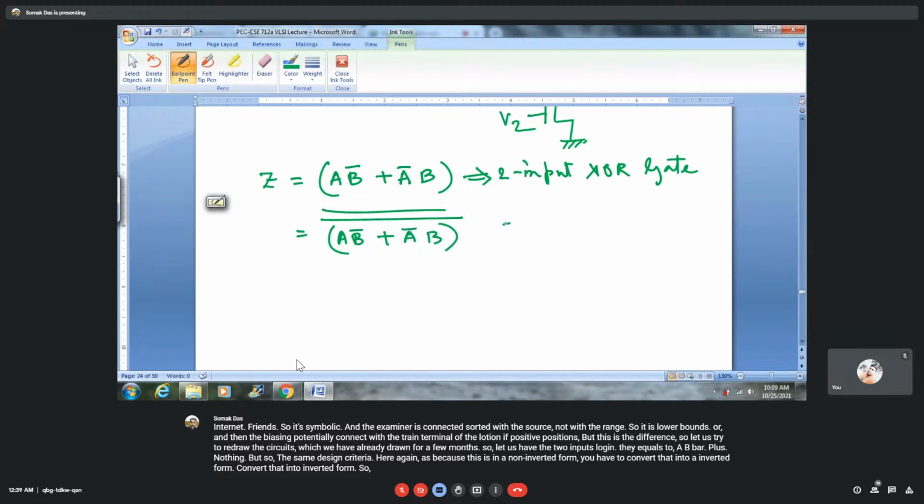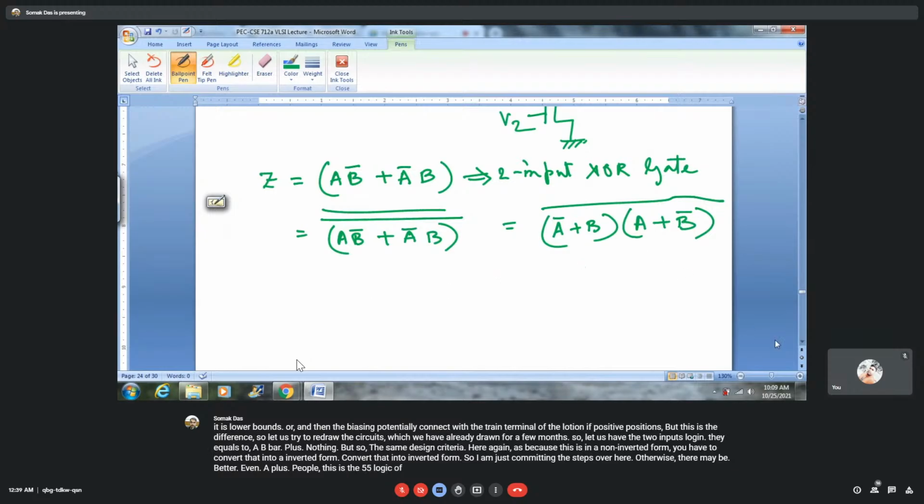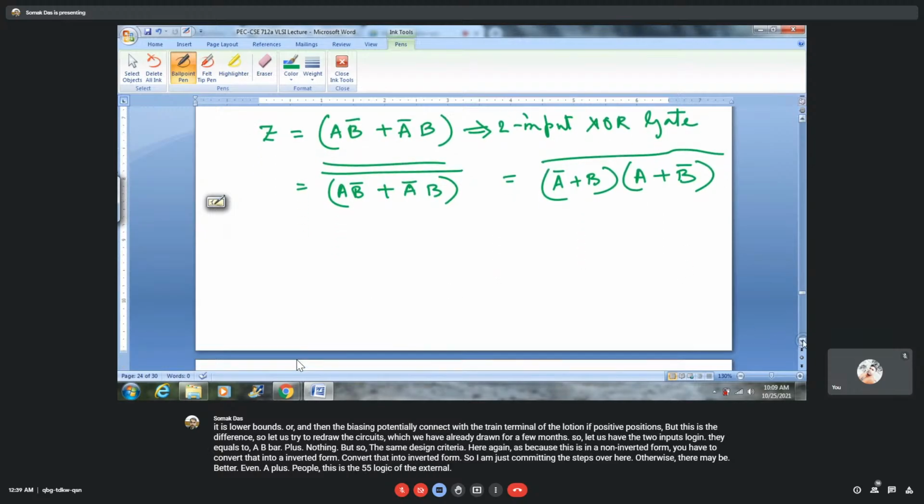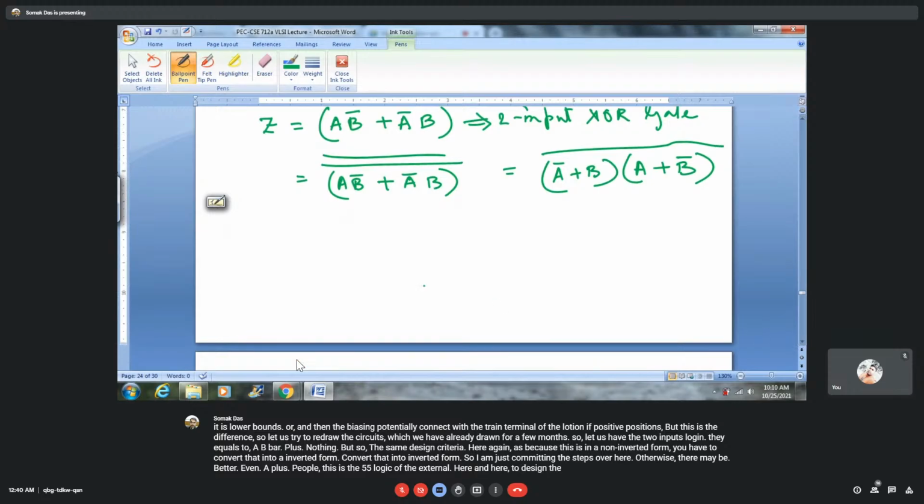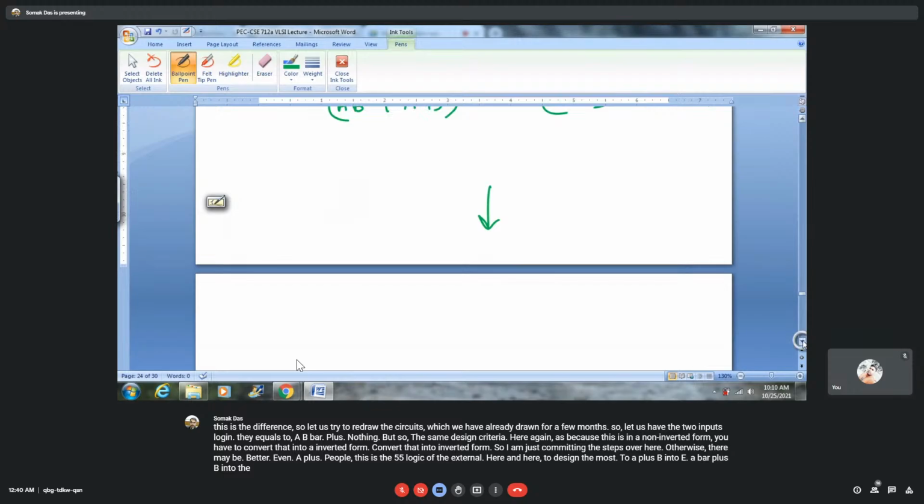So I am just omitting the steps over here. You should not omit the steps because otherwise there may be error. A bar plus B into A plus B bar. This is the simplified logic of the XOR gate. And here to design the NMOS, let us design it in the next step. So A plus B into A bar plus B into A plus B bar below the inversion bar.